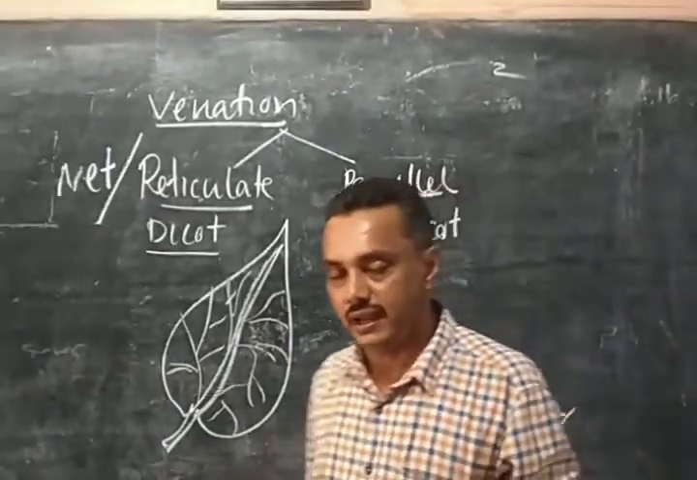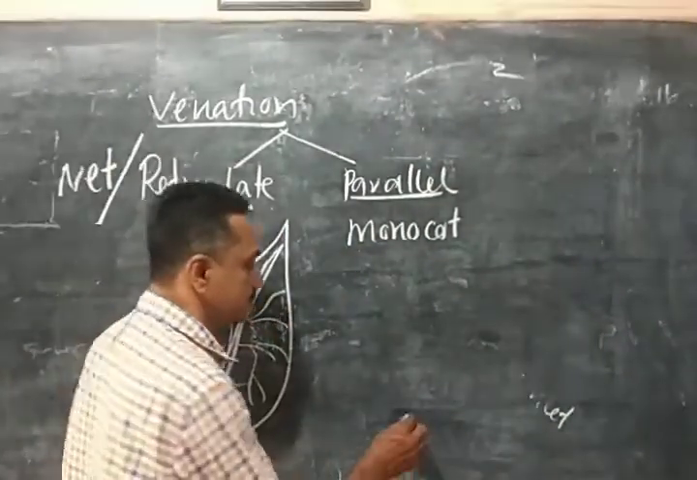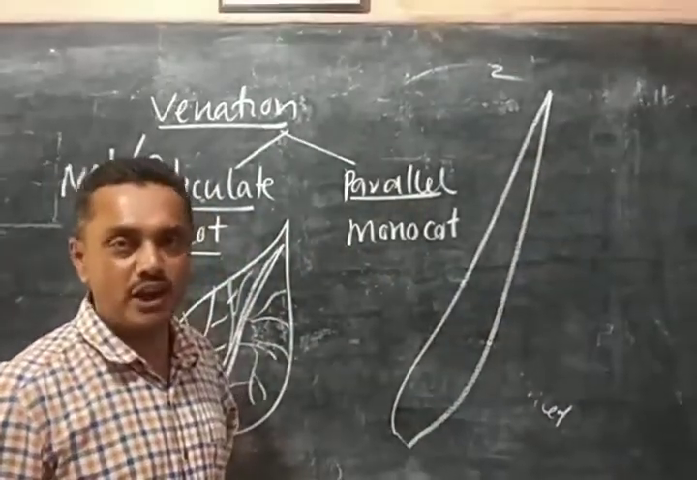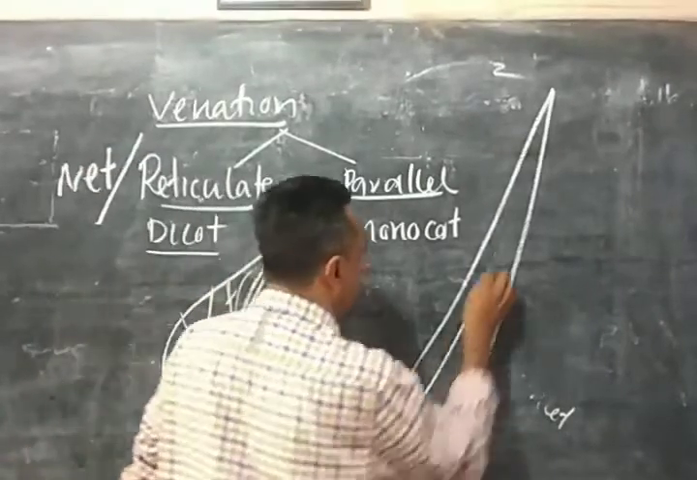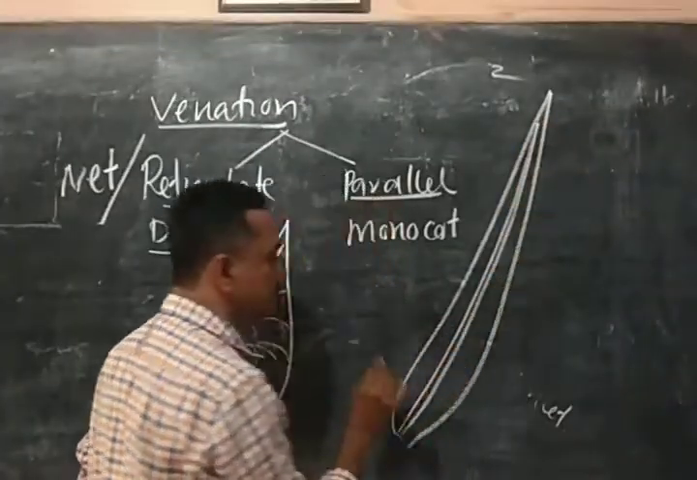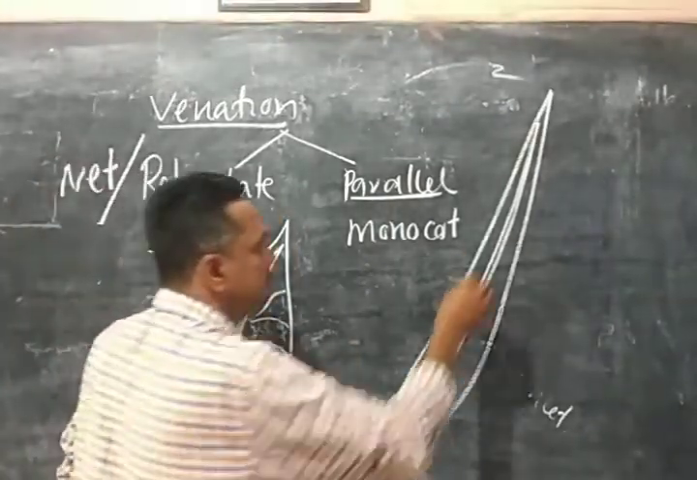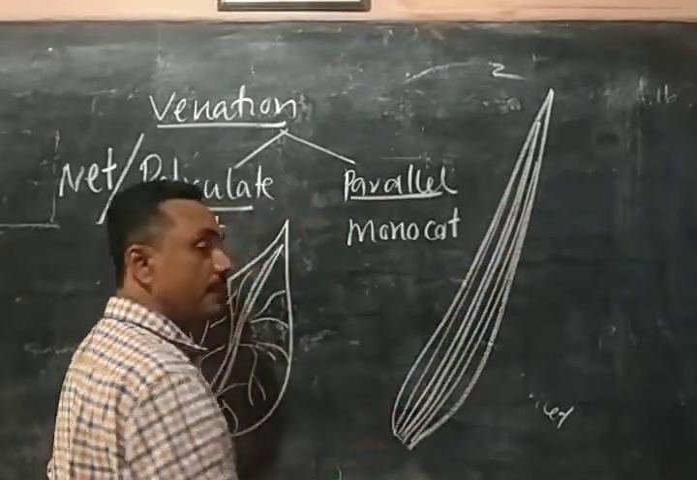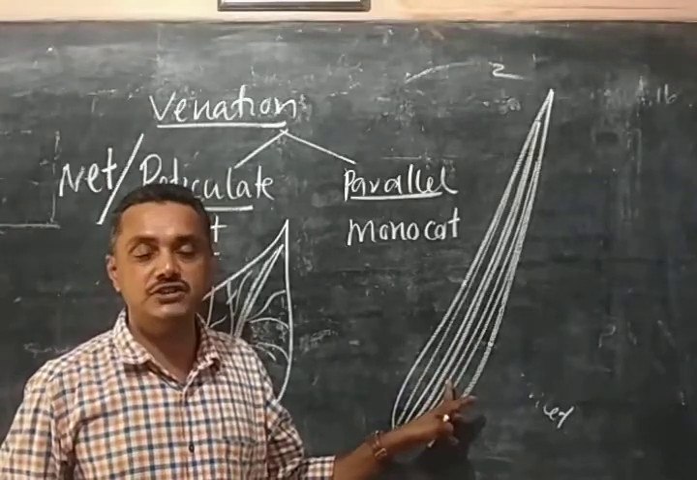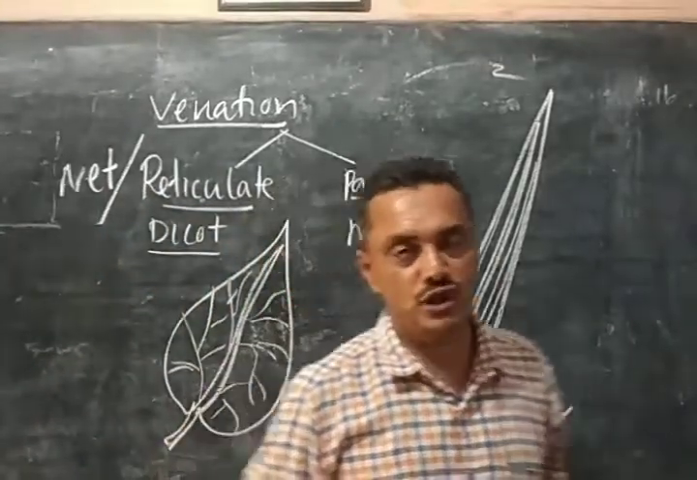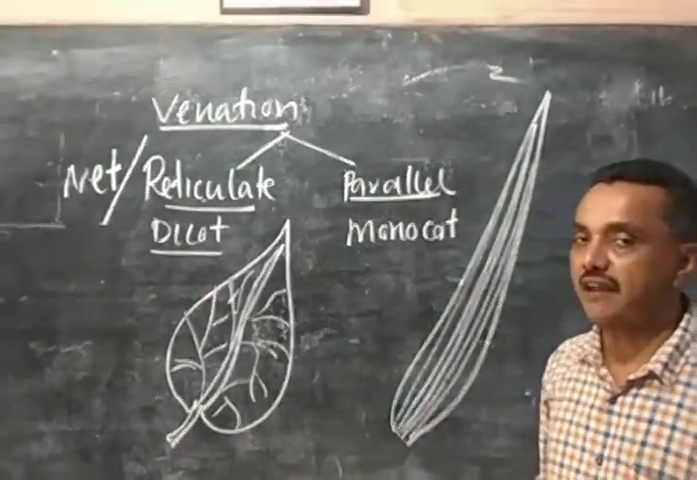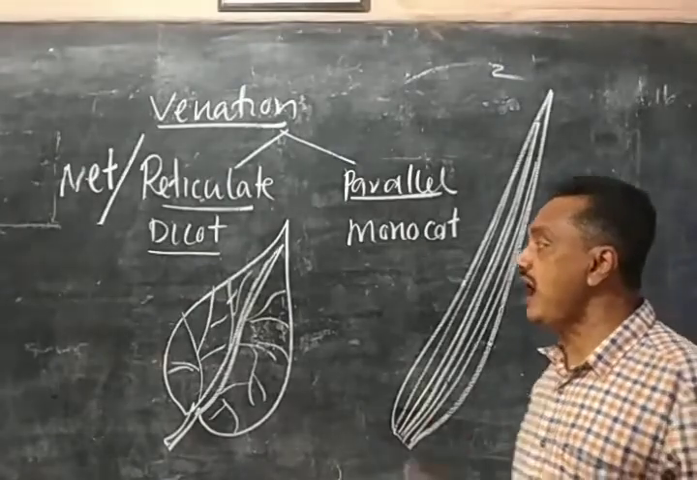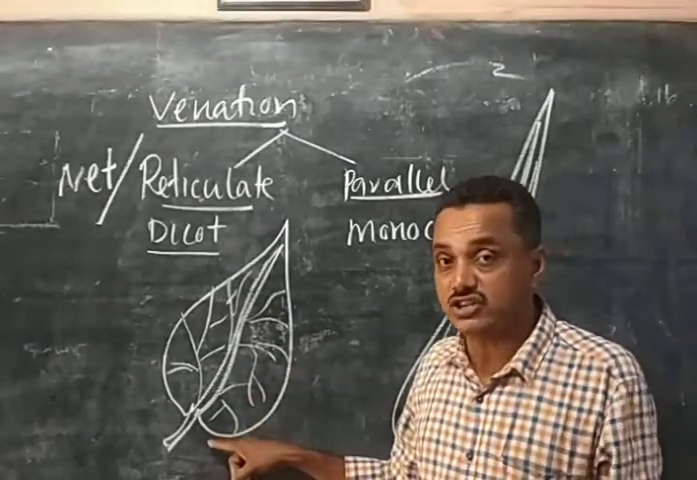In parallel venation, in monocots like grasses, the veins are arranged parallel to the midrib, as in sugarcane and rice. This is called parallel venation. So there are two types of venation, parallel venation and reticulate venation.